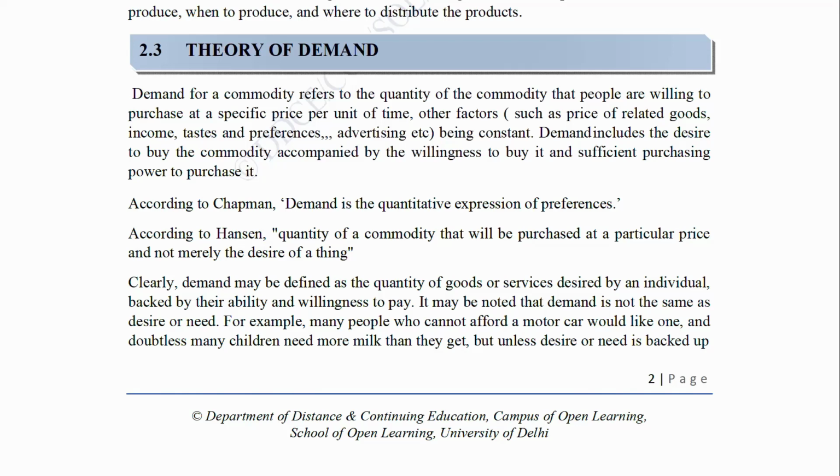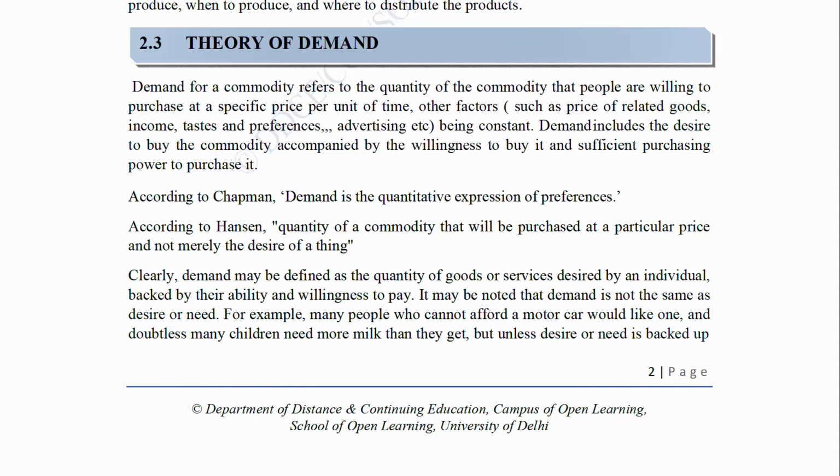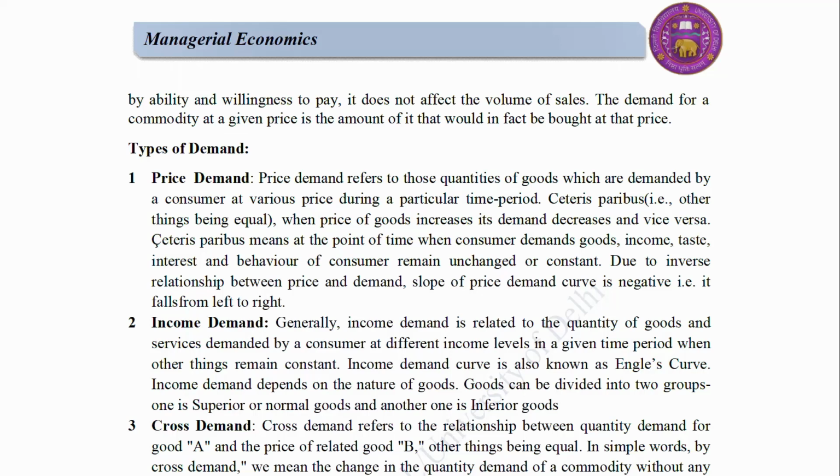It may be noted that demand is not the same as desire or need. For example, many people who cannot afford a motor car would like one, and doubtless many children need more milk than they get. But unless desire or need is backed up by ability and willingness to pay, it does not affect the volume of sales. The demand for a commodity at a given price is the amount of it that would in fact be bought at that price. Types of demand.